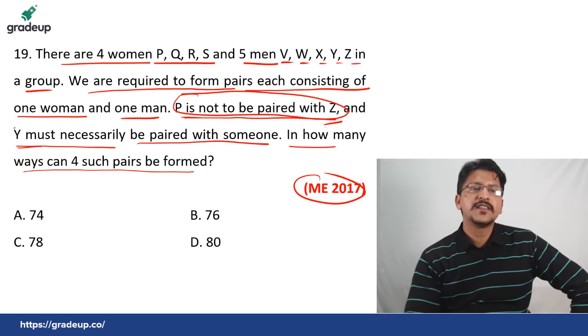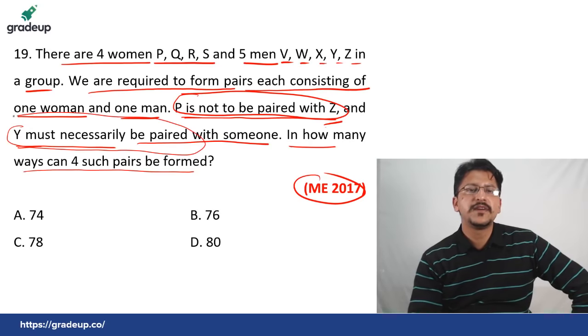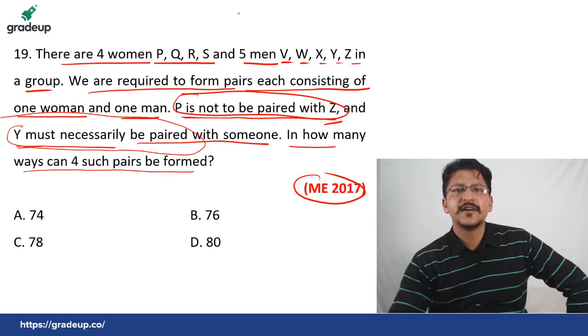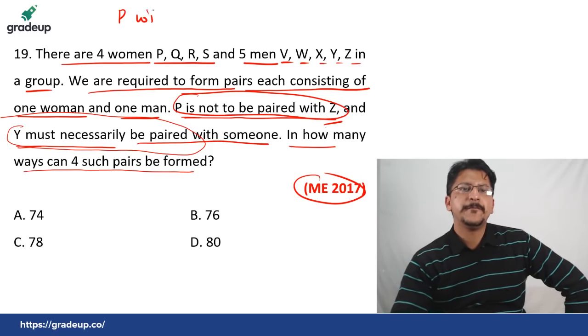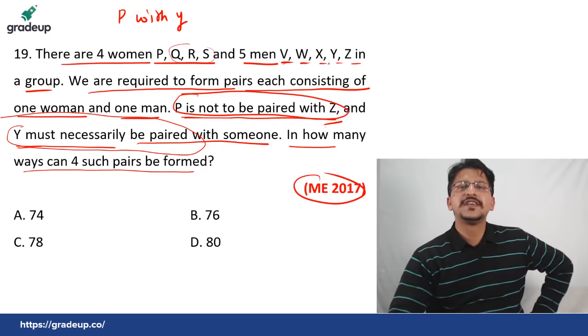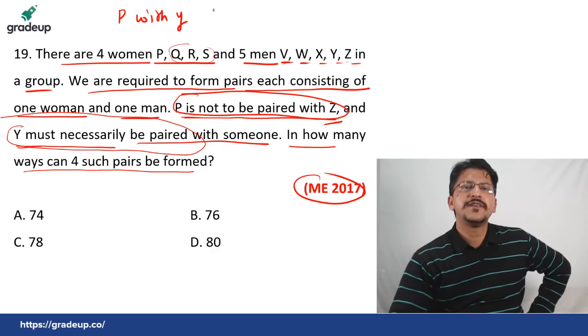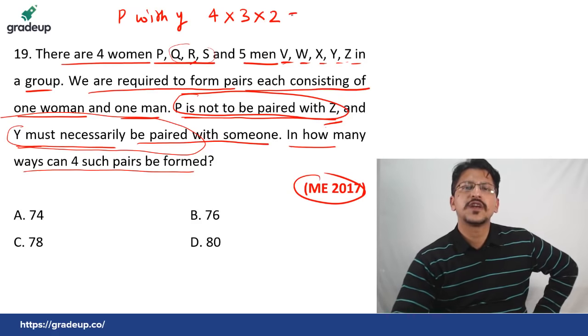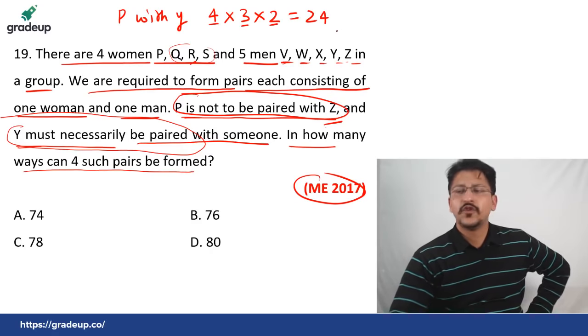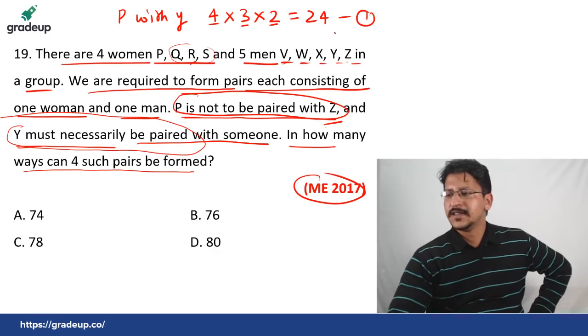Okay, we are given the condition that Y must necessarily be paired with someone. So we will take that condition first. That is P paired with Y. We will take them one by one. See, P paired with Y. That means now you are left with three women, Q, R, and S, and they can be paired with any of these four. So Q can be paired with four, R can be paired with any three, and S can be paired with two. So the total number of outcomes from here is 4 into 3, 12, into 2 is 24. Okay, first case.